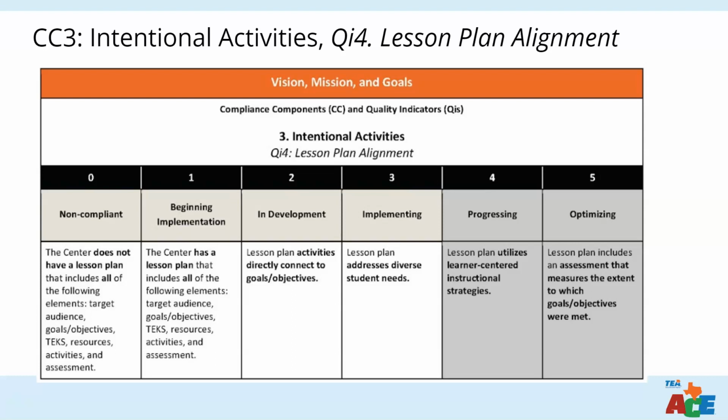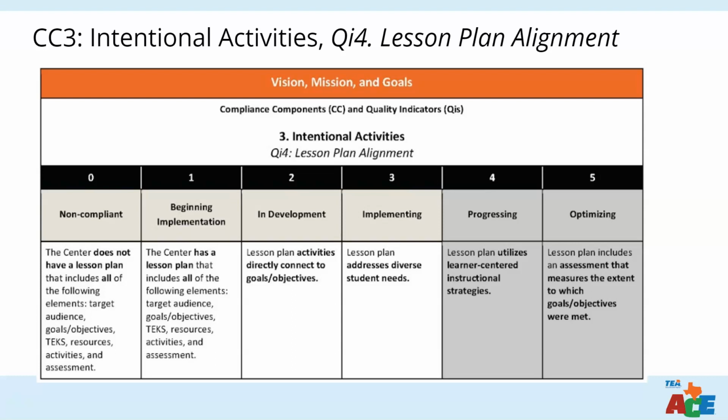Once in compliance, we can now take a look at the quality and alignment of the lesson plan as we move across the Blueprint 2.0. For 2, in development, lesson plan activities must connect to the stated goals or objectives. For example, if the lesson objective relates to summarizing the main events of a story using complete sentences and correct punctuation, do the lesson activities help students work on these specific skills? We will look for alignment in the lesson. Are the activities described aligned to the goals and objectives of the lesson?